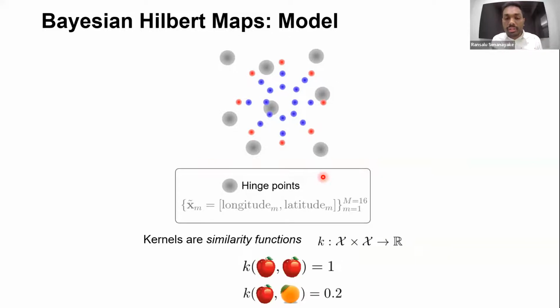Then I measure the distance between my pseudo points and original points using a similarity function. So these kernels are similarity functions. They take two inputs, and if the inputs are similar, then the value is high. If they are dissimilar, then the value is low. One of the simplest ways to compute this distance is a squared exponential kernel.